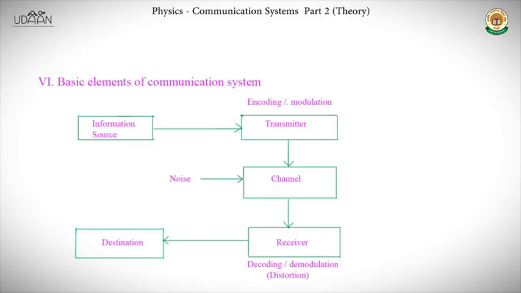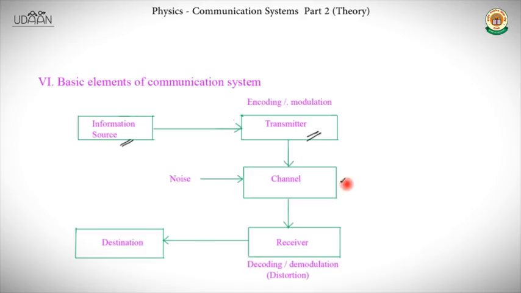Next we move on to a block diagram showing the basic elements of a communication system. First we have the information source, a source of information that generates the signal. Next it is given to a transmitter, so that there is encoding and modulation. At this step, we modulate it and then we transmit it via the transmitter.